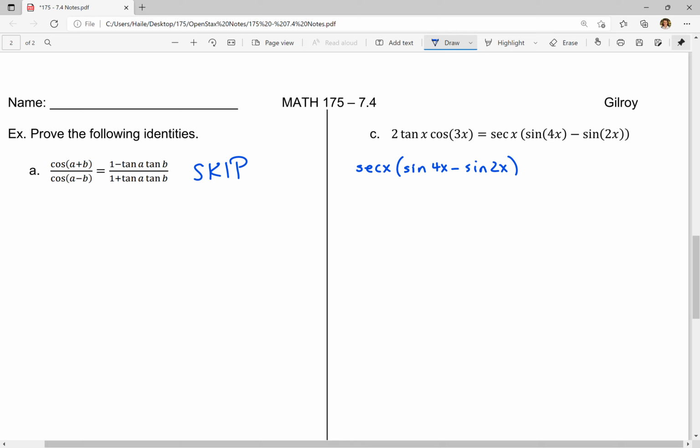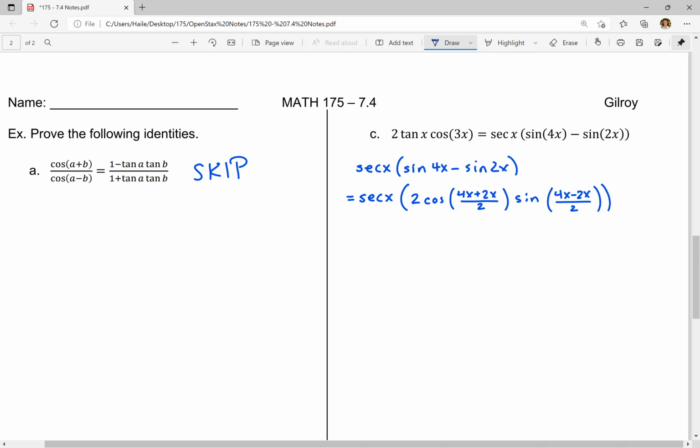And what I'm going to do is this difference in the parentheses, I'm going to apply the difference to product formula. Okay, so it's a difference of sines. So what I'm going to do is I'm going to use that sine x minus sine y formula that we did on the first page. So this is going to turn into secant of x times, and then our formula is 2 times cosine of the sum of the two angles divided by 2 times the sine of the difference of the two angles divided by 2.